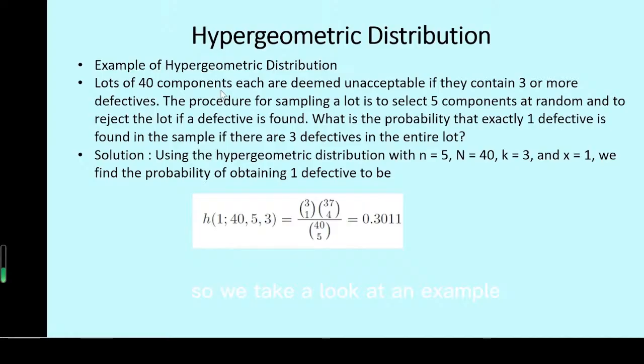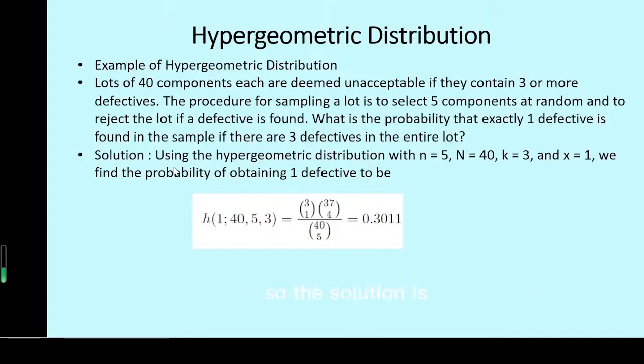So we take a look at an example. Lots of 40 components each are deemed unacceptable if they contain 3 or more defectives. The procedure for sampling a lot is to select 5 components at random and to reject the lot if a defective is found. What is the probability that exactly 1 defective is found in the sample if there are 3 defectives in the entire lot?